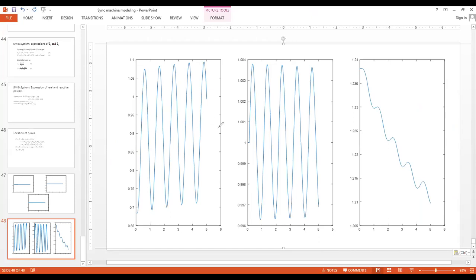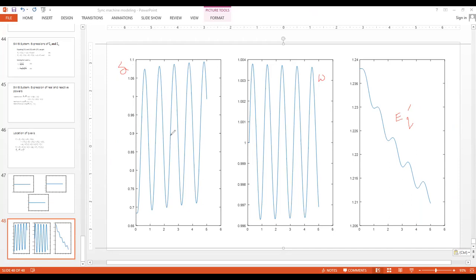So you see actually some oscillation, right? You see some oscillation. This is your EQ prime, the third figure. The first figure is delta. The second figure is omega. So what is happening now?